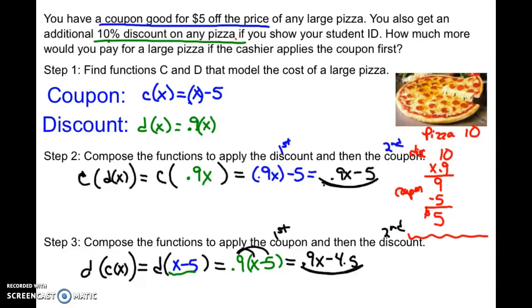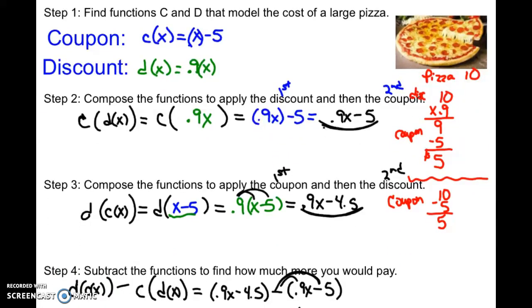Well, what if I did it the other way? Let's do the coupon first. So that would be my pizza, the $10 we made up, minus the coupon is $5. So now we're down to $5. And then we would take the discount, and we get 10% off, so that means we pay 90%. So that comes out to $4.50. So my difference, $5 minus $4.50, is still a difference of 50 cents.